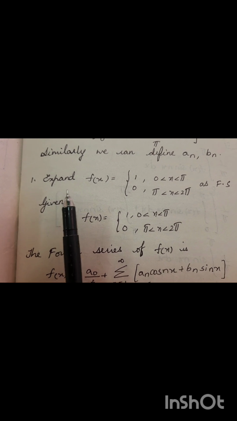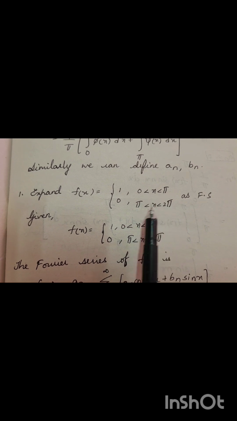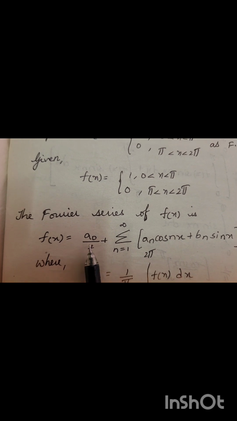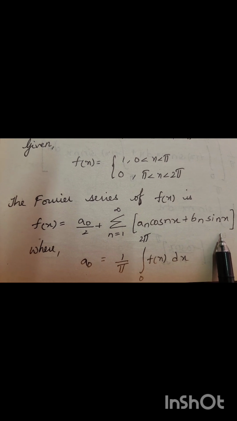Now we will look at one example. Expand f of x equal to 1 when 0 is less than x less than pi, and it is 0 when x lies between pi and 2 pi. Expand this f of x as a Fourier series. The Fourier series equation is f of x is equal to a naught by 2 plus sigma n equal to 1 to infinity a n cos nx plus b n sin nx.